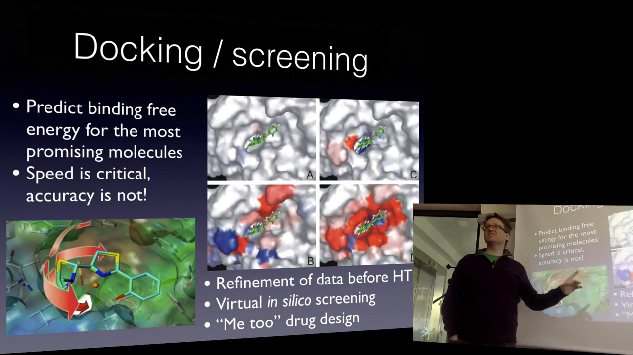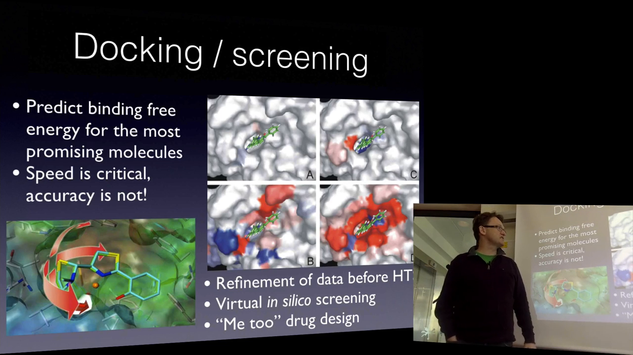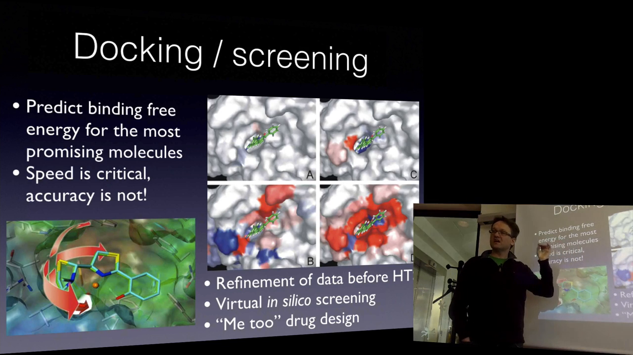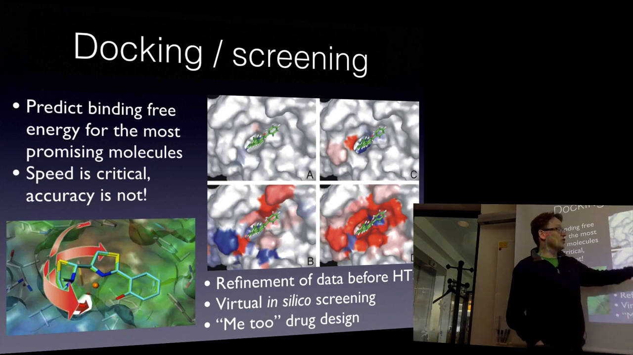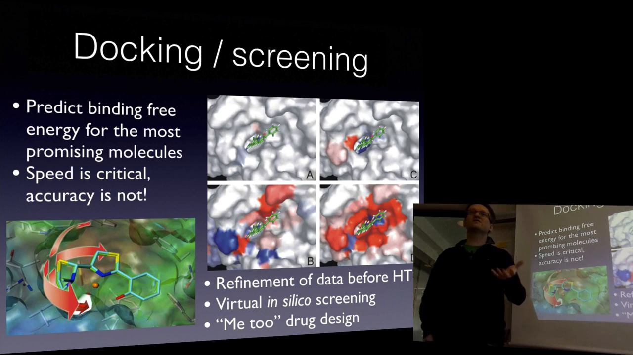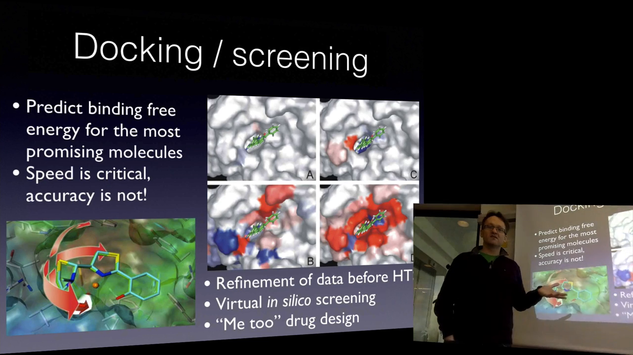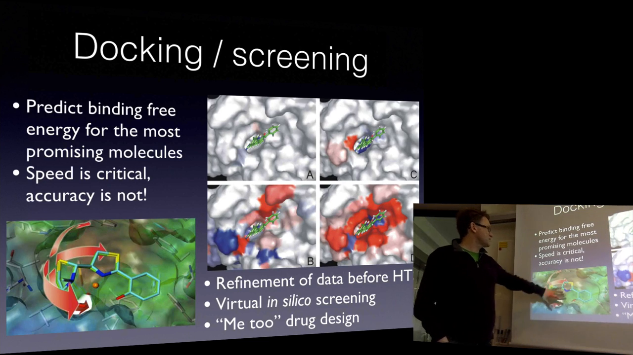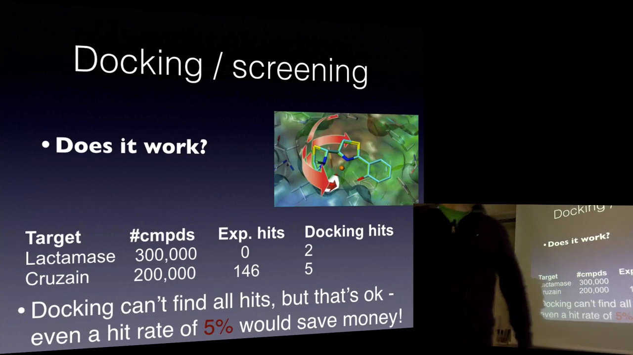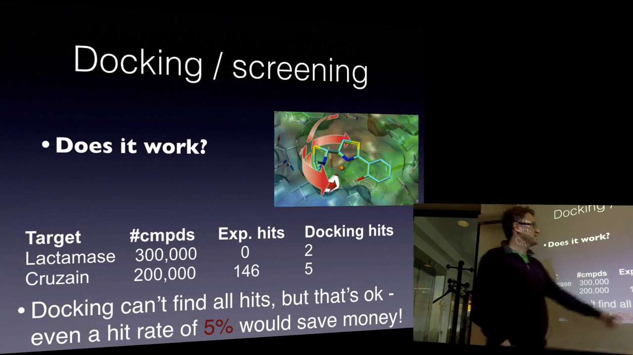Because if this takes you 1 second, you can try 1,000 different poses and you can try 1,000,000 different molecules. And this might take you a week on a supercomputer at most. Computers are now so fast and this works so much better. There are lots of errors in this, but you have to compare this to the amount of errors and mistakes you make when you synthesize molecules chemically, right? The whole idea is that when you can try this, you can frequently find something that kind of works. And remember those lactamase and crusane things, right? You actually find docking hits.